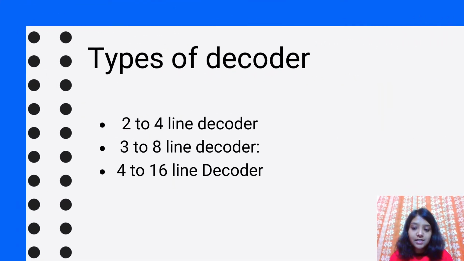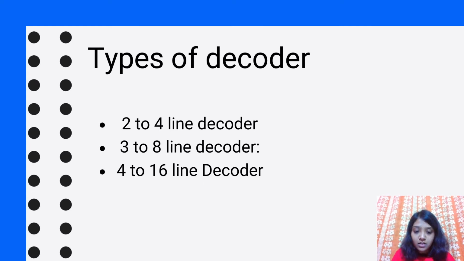So now we'll see the types of decoders. 2 to 4 line decoder, 3 to 8 line decoder and 4 to 16 line decoder. The higher order decoders can be implemented using 2 to 4 line decoders. Here the implementation of 3 to 8 line decoder can be done using 2 to 4 line decoders. A decoder circuit of higher combination is obtained by adding 2 or more lower combination circuits. Here, the 4 to 16 line decoder can be obtained from 2 3 to 8 decoder circuits or 2 to 4 line decoders.